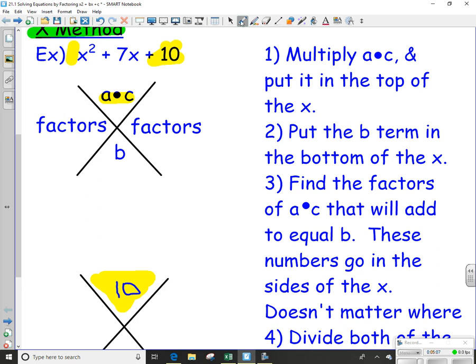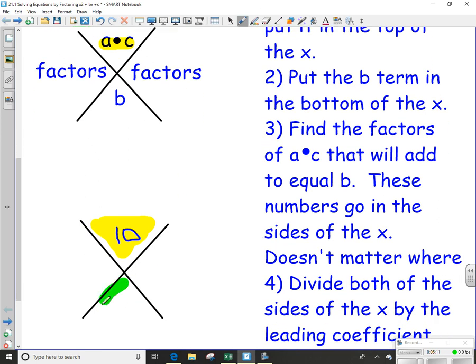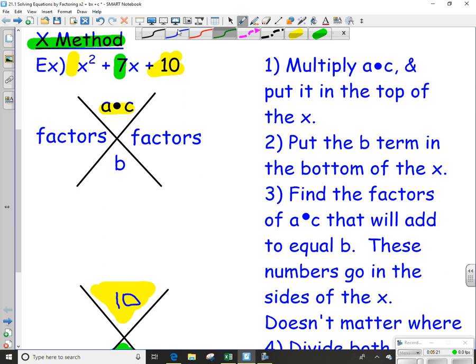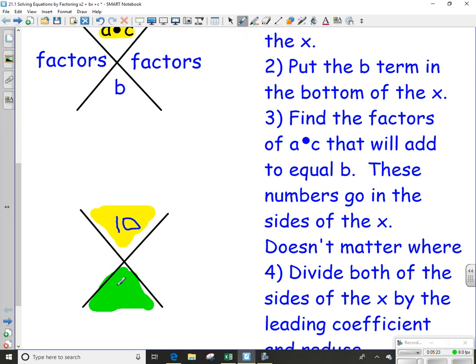In the very bottom part of my x, in this section here, is where I'm going to put my b value. In this case, my b value is 7. So I'm going to put down here in the bottom of my x the number 7.